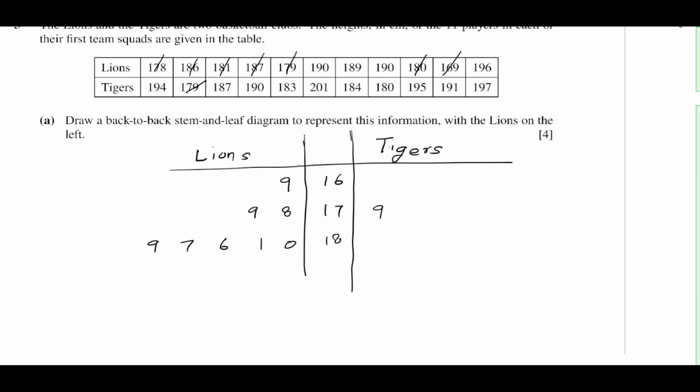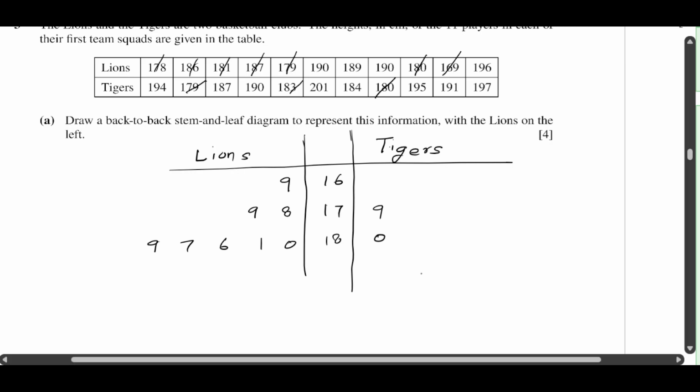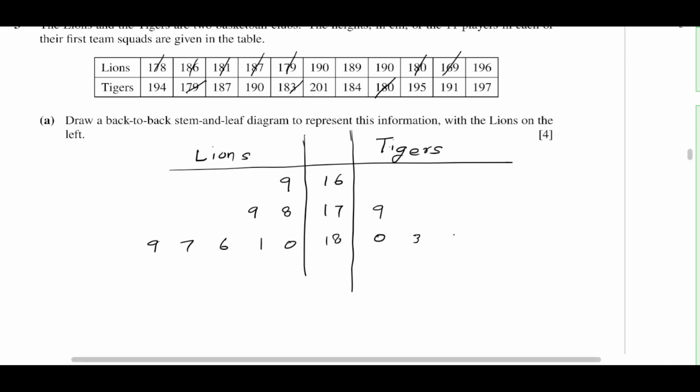On the right side, 187 is there, 183 is there, 184 is there, 180 is there. So we will start with 180. Then 183 is also there, 184 is there. So 183, 184, 187 is also there. So 187.